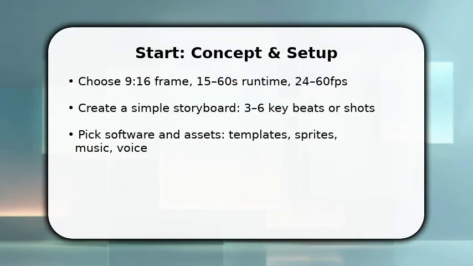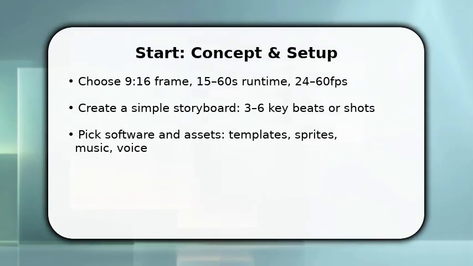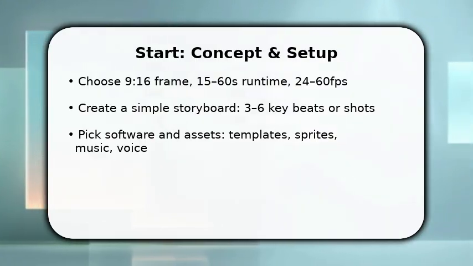You begin by locking in format and story. Choose 9:16, and set a 15 to 60-second target so every beat matters. Once done, sketch 3 to 6 keyframes to map timing and motion. That storyboard directs your animation.